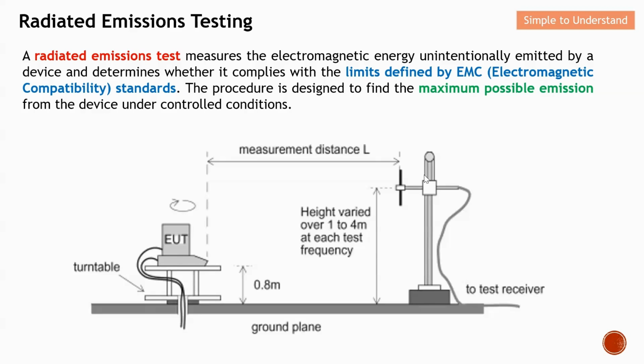So in short, they pick up the maximum possible emission from your DUT by adjusting the phasing and also the height of the antenna. This is actually the objective of radiated emission testing.